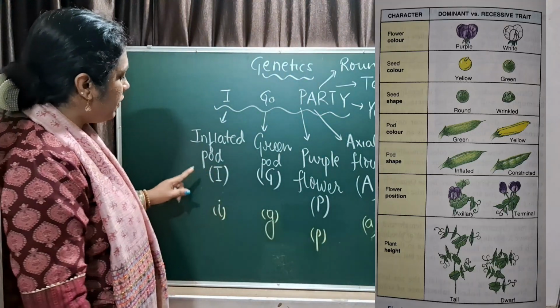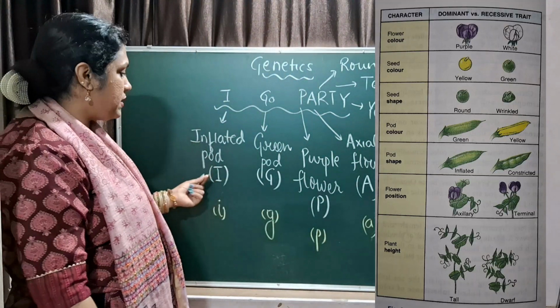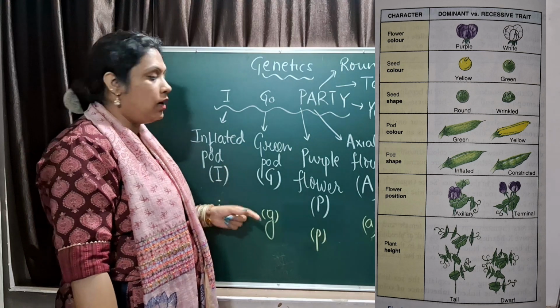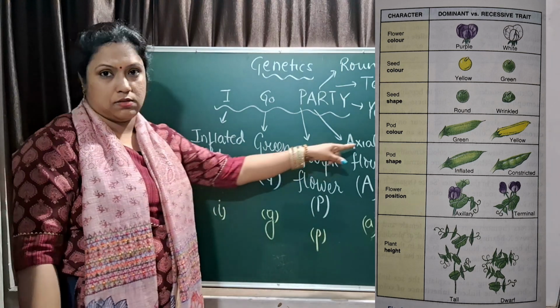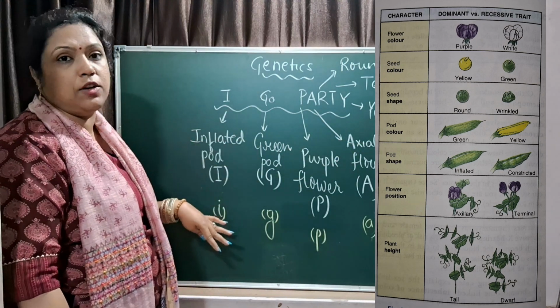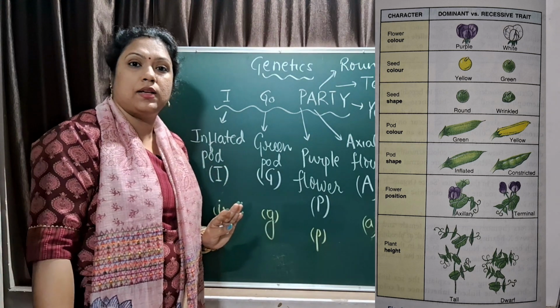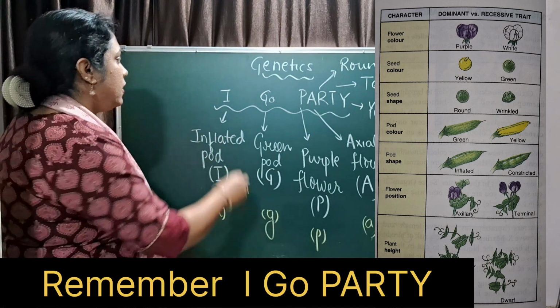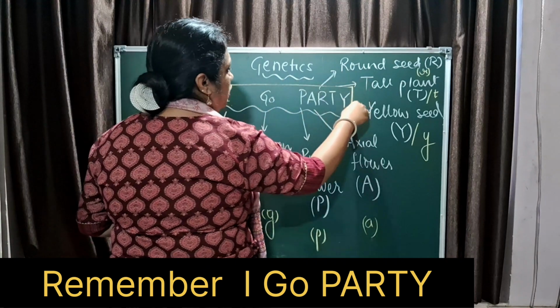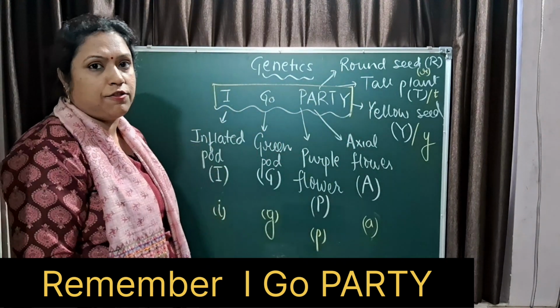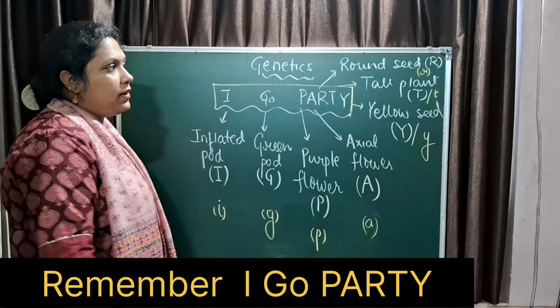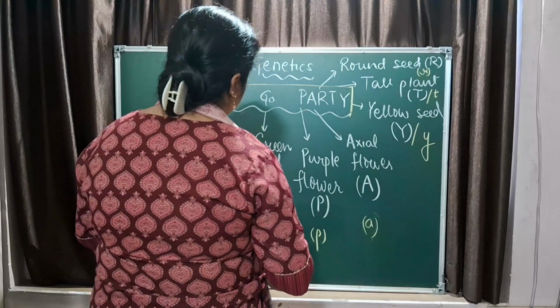So all the dominant traits will be represented by the capital letter of the trait and all the recessive traits will be the lowercase letter of the dominant trait. Is that clear? The 7 traits are clear. If you remember this, you will remember the 7 dominant traits of Mendel. Right? So let me clear the board.